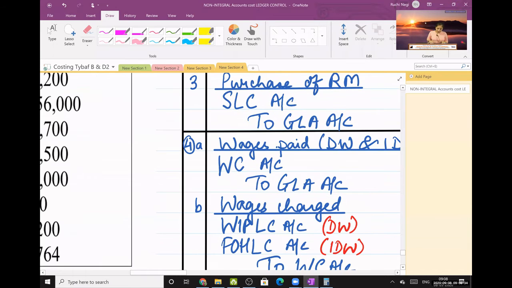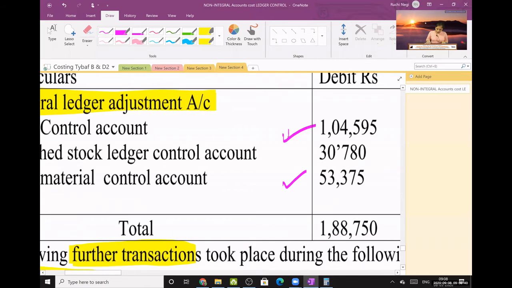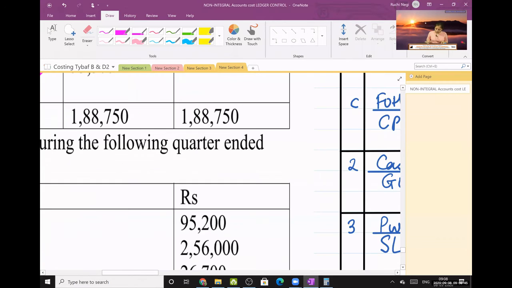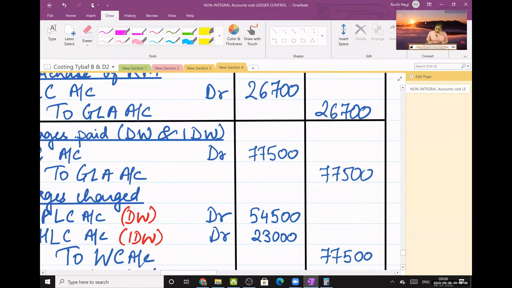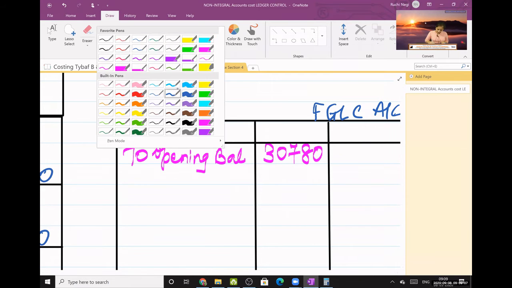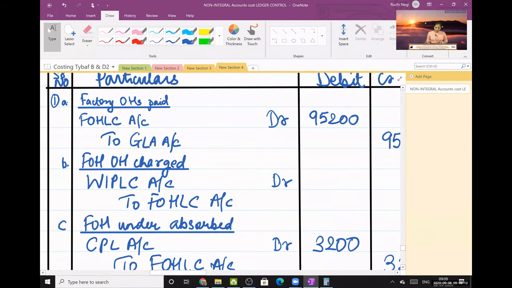Next, finished goods, 30,780. So write it here. In the finished goods ledger, 30,780 to opening balance. Okay, all my opening balances are done. Next, let me post my journal entries. First one, factory overheads paid.